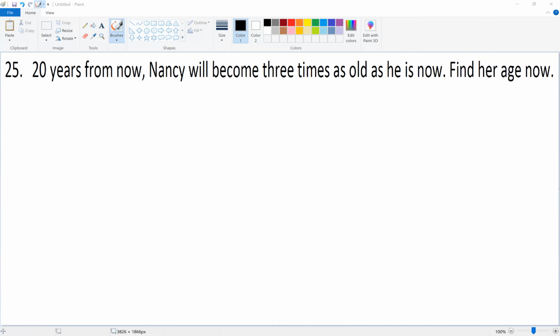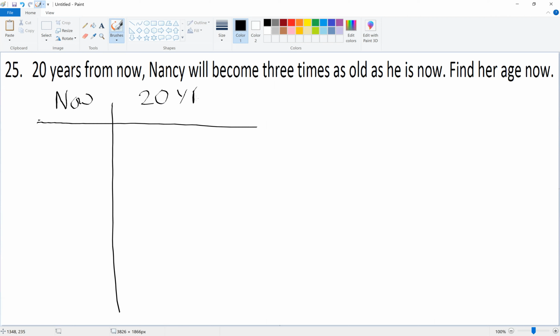Neil, 20 years from now, Nancy will become 3 times as old as she is now. Find her age now. So what I did, I got 10. So let's say she's 10, and then 20 years from now, she'll be 30, which is 10 times 3 is 30.